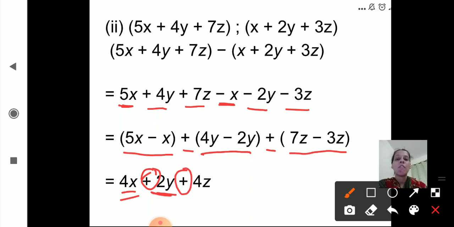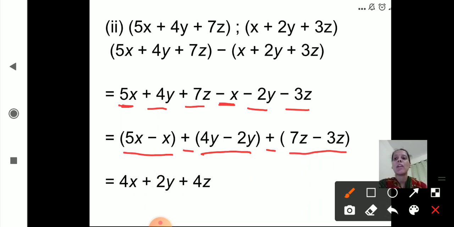Now we will solve the bracket, that is 7z minus 3z. 7 minus 3, the answer is 4, and the variable is z, which we will write down as it is. So the answer is 4z here. Okay, so what is the answer? 4x plus 2y plus 4z is the answer. Okay, hope you are clear with this.